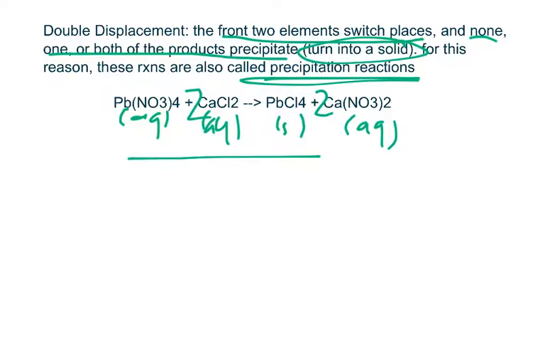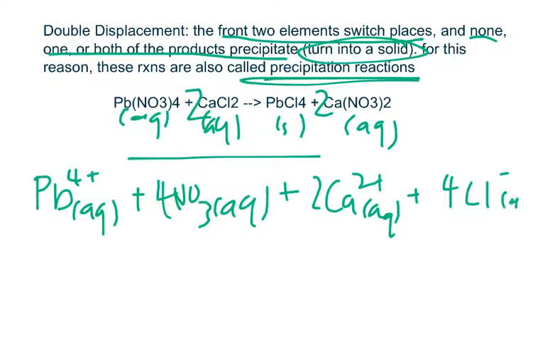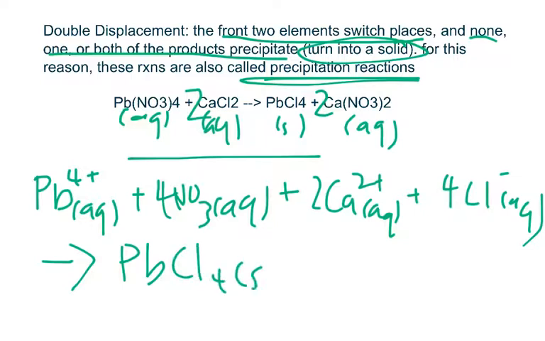And now let's write our net ionic equation. So we will write Pb4+ aqueous, and 4 nitrates, aqueous as well, and 2 calcium cations, aqueous, and 4 chloride anions, aqueous, all coming to form PbCl4 solid. Now, why did I not separate it?